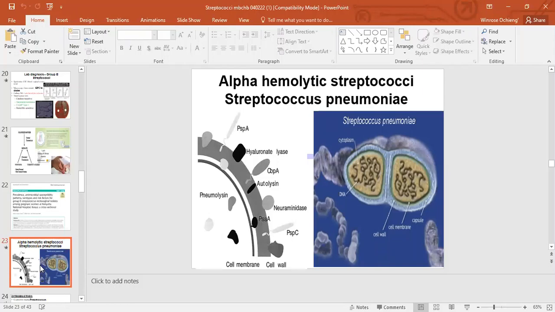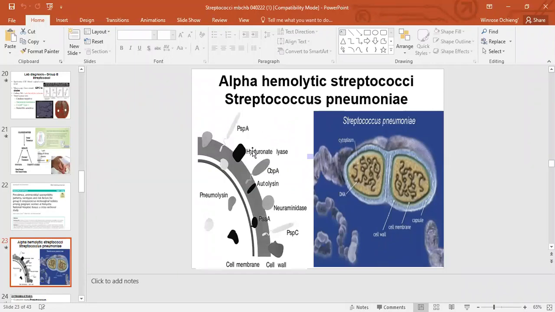So whenever we want to isolate it, we use an enriched media, and we also put in 5 to 10% CO2. All this will be explained very well. So let's understand it on the clinical aspect, and also just understand what Streptococcus pneumoniae is. Streptococcus pneumoniae is an alpha-hemolytic strep, and it's also a very nice example that we can show and do in the laboratory.